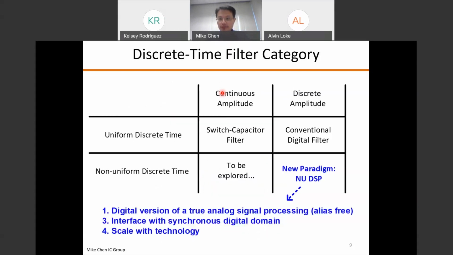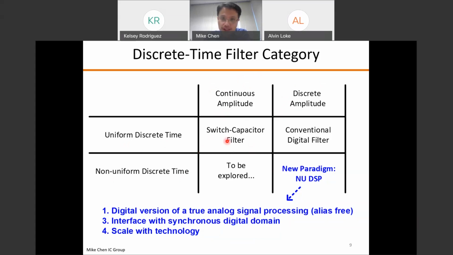So in order to understand how we could do that, we sort of stepped back and looked at the so-called discrete time filter category, because that's discrete time. So basically, we have 4 different possibilities, right? In terms of amplitude, it can be continuous amplitude, it can be discrete amplitude, right? Because it's discrete time, we also have 2 choices. One is uniform discrete time, and the other is non-uniform discrete time. Okay, so let's take a look, one by one.